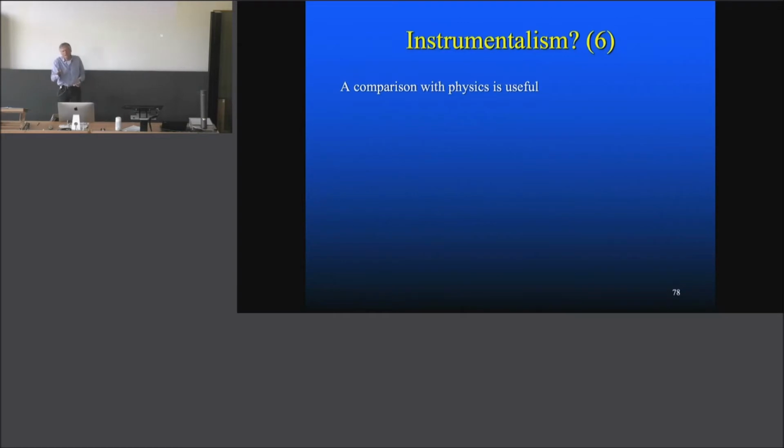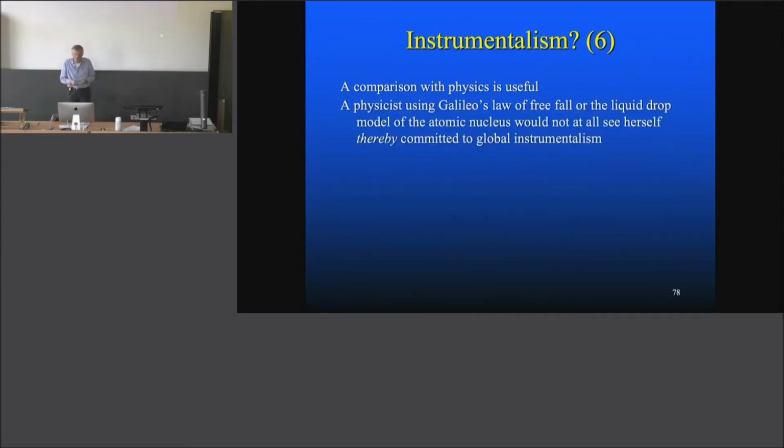I mean, in the beginning, when I started reading that, I did not understand what they were talking about, because I know the discussion in physics and the philosophical discussion related to physics. But anyway, let's compare that with physics and get perhaps a little better feeling. So a physicist using Galileo's law of free fall or the liquid drop model of the atomic nucleus would not at all see herself thereby committed to global instrumentalism, right? Remember, global instrumentalism is the question here, namely that all successful theories, not a single one, is evaluated, whether it's only an instrument or whether it's really true somehow. So it's about global views.